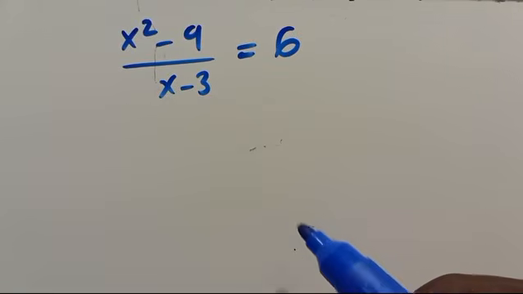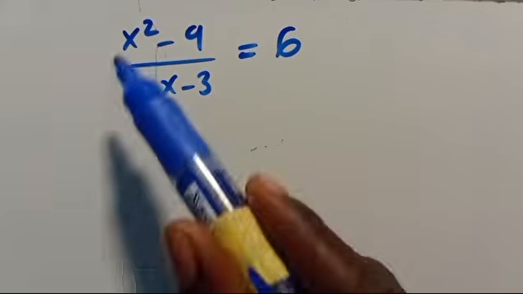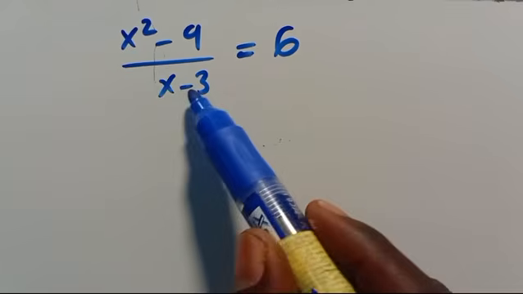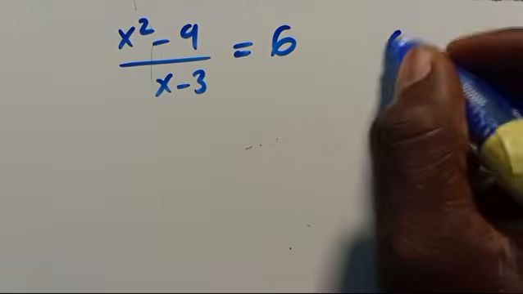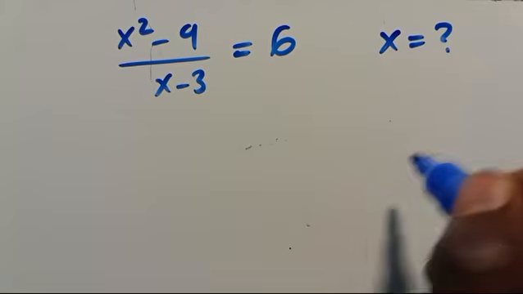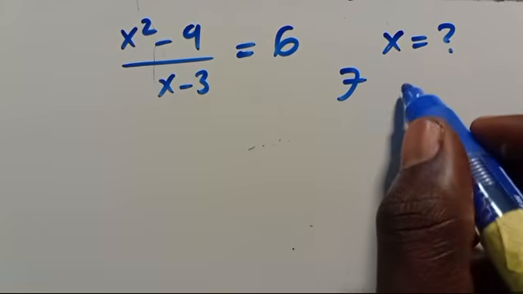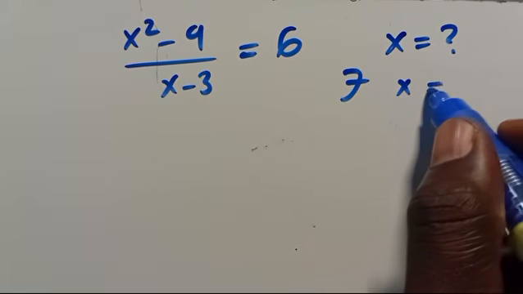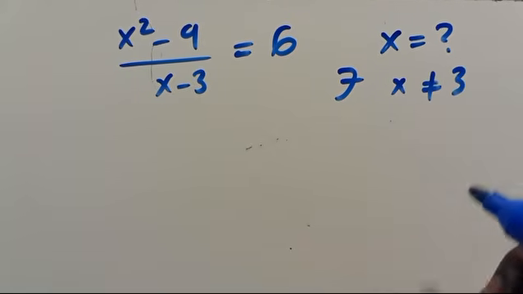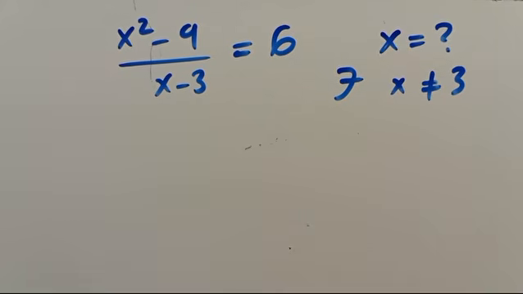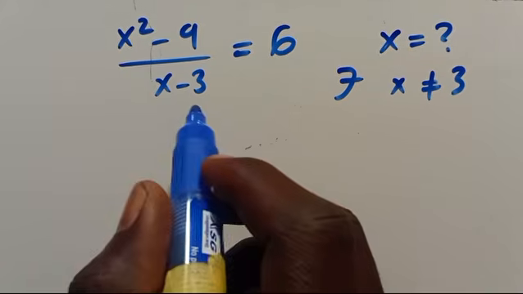What is the value of x in this problem, where we have (x squared minus 9) divided by (x minus 3) equals 6? So what will be the value of x such that x does not equal 3? Now, let's have it to be solution.